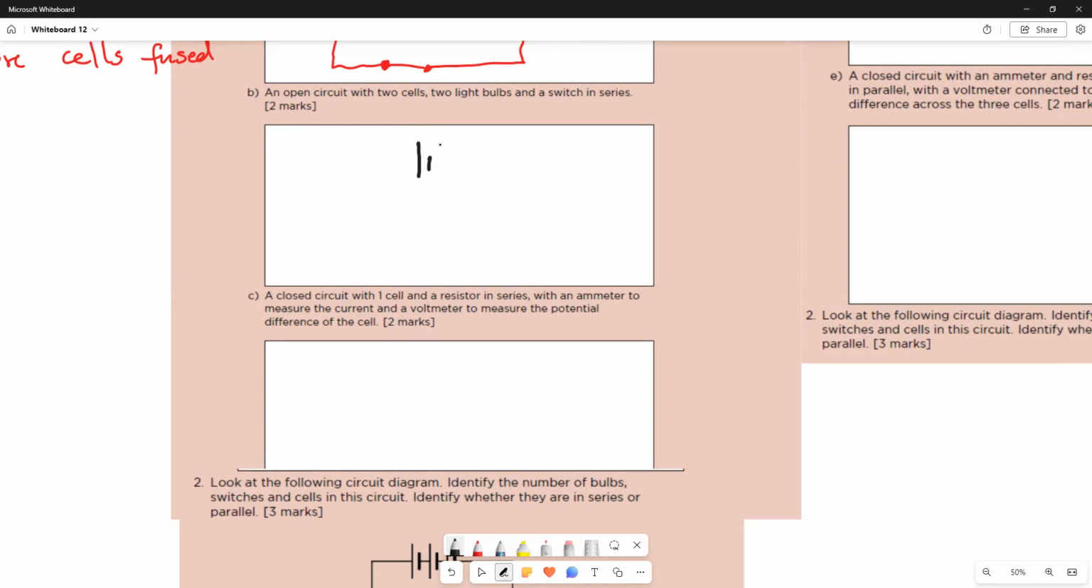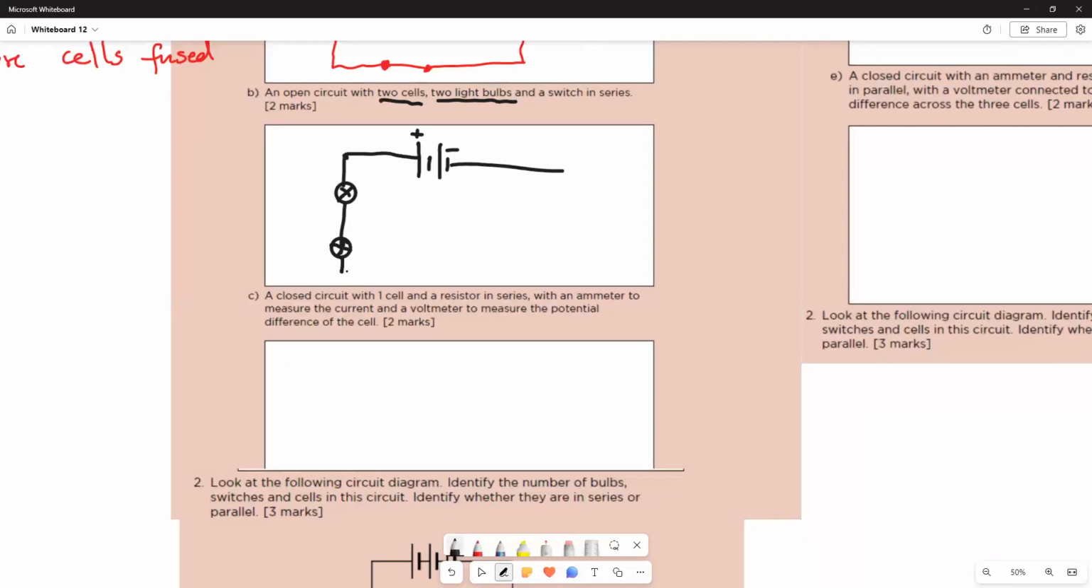This is the first cell, that is the second cell. Then you show a positive and a negative terminal. And then you do this, you do that. Two light bulbs. Okay, I'll still connect them in series. First bulb, second light bulb there, right?